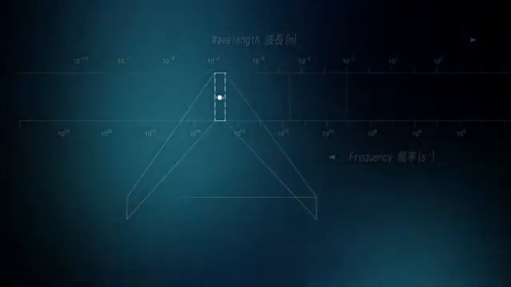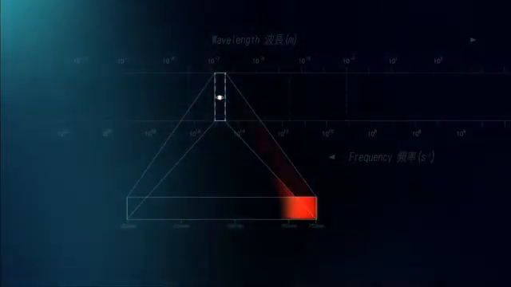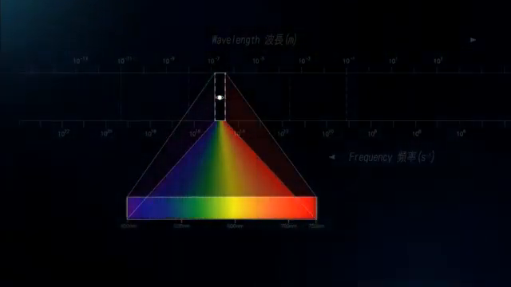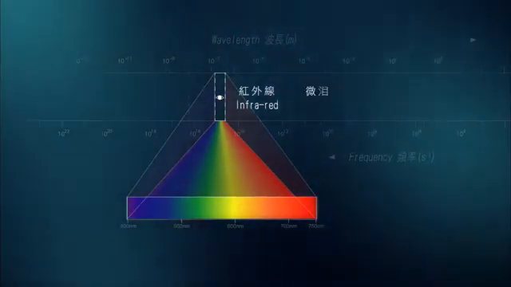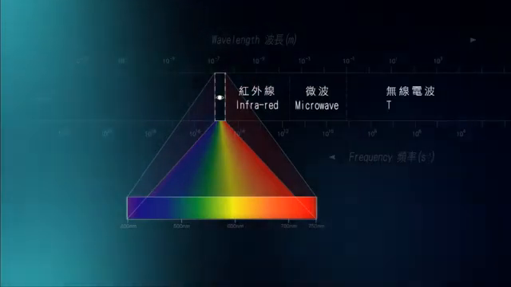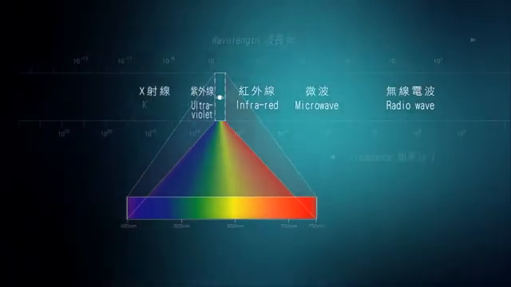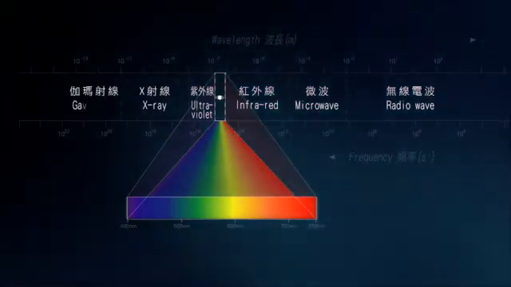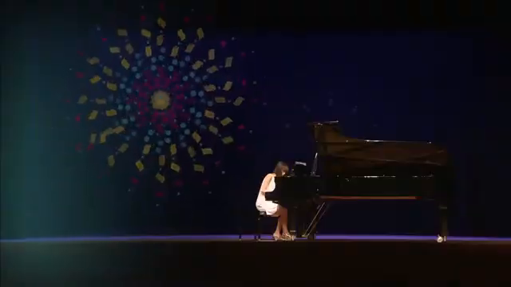The human eye can sense wavelengths within a range of approximately 400 nanometers to 800 nanometers, namely from red to violet. Humans cannot sense light with a wavelength higher than this range, such as infrared, microwave, and radio wave, or light with a wavelength lower than this range, such as UV rays, X-rays, and gamma rays.